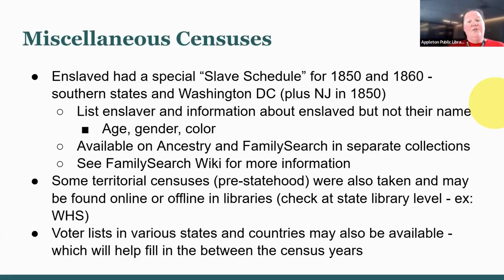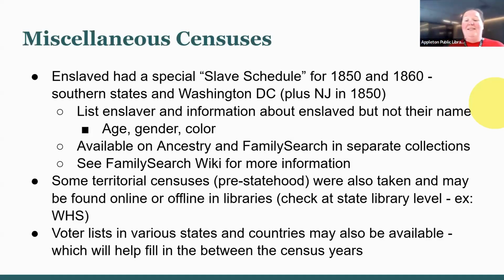These are on Ancestry and on Family Search in separate collections. And again, you can find more information in the Family Search Wiki. There's also going to be some territorial censuses. So before each state became a state, it was a territory that they might have taken during certain years. Some of them are online, some of them are offline in libraries.